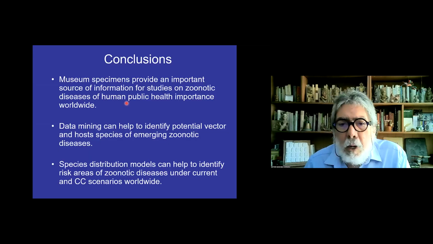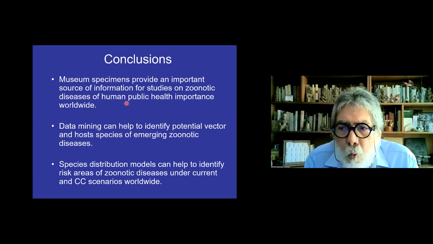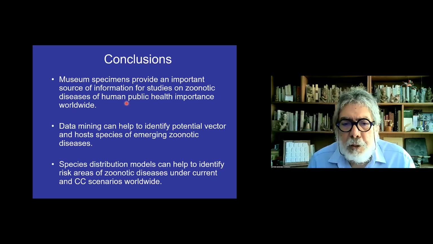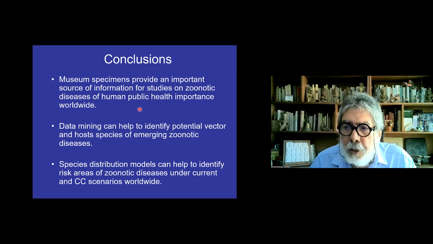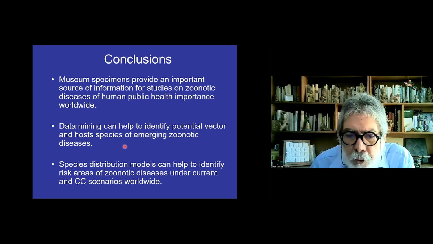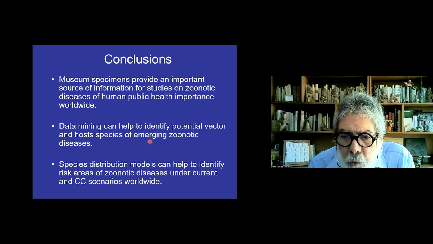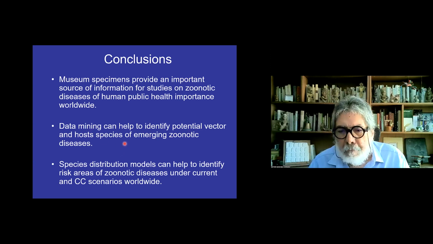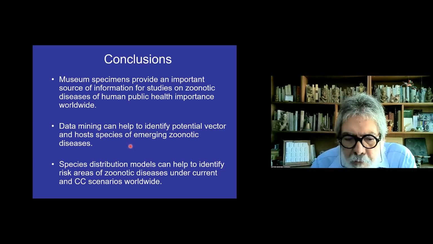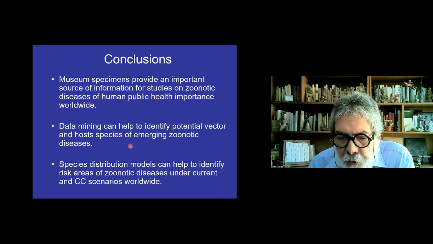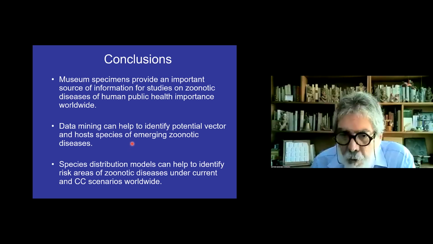So as a conclusion, I have 3 conclusions. The millions of museum specimens that are held in natural history collections provide an important source of information for studies on zoonotic diseases of human health importance worldwide. I only showed these 2 study cases, but you can use other zoonotic diseases as well. And data mining, this statistical approach, appears to be a very robust tool to identify potential vector and host species of emerging zoonotic diseases. And finally, species distribution models can help to identify risk areas of these zoonotic diseases under current and climate change scenarios worldwide.